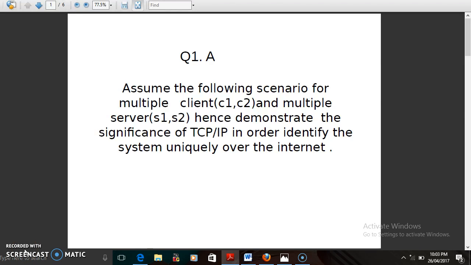Hello friends, in this video we are going to know the information about client server architecture and TCP/IP protocol and also solve some examples. So the question is: assume the following scenario for multiple clients C1 and C2 and multiple servers S1 and S2. Hence demonstrate the significance of TCP/IP in order to identify the system uniquely over the internet.